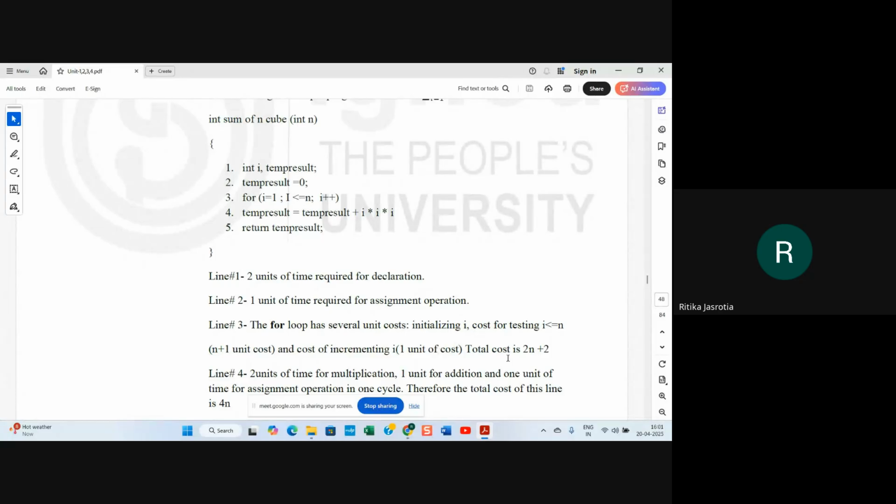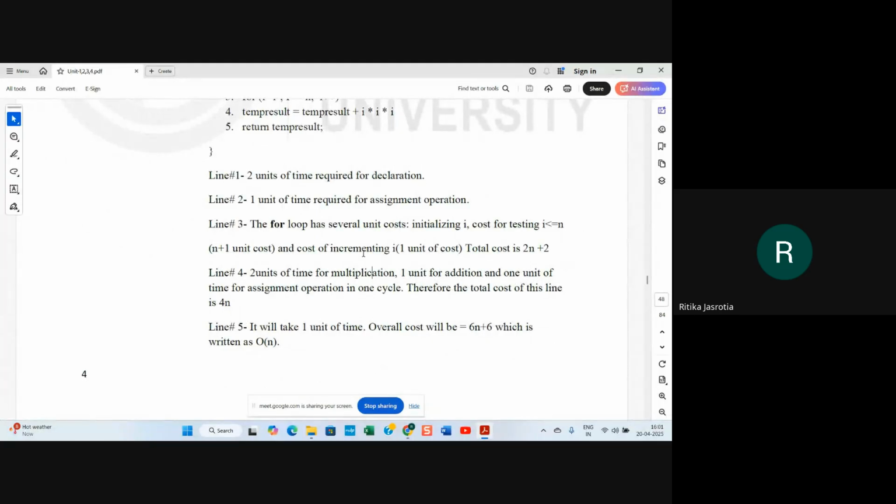I don't think so. It will be n plus 2, not 2n, right? It will be n plus 2 because n plus 1 units of cost is initializing and testing, and increment is 1. So n plus 2 it will be.